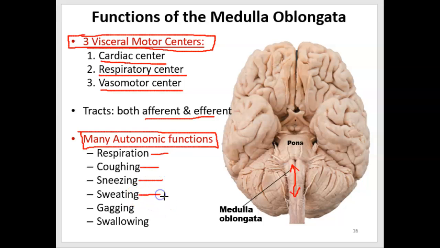Sweating is less about regulating body temperature and more about sending a signal to the sweat glands. But of course, the hypothalamus would be involved as well. The medulla oblongata is also involved with gagging and swallowing. It's amazing everything that it does.